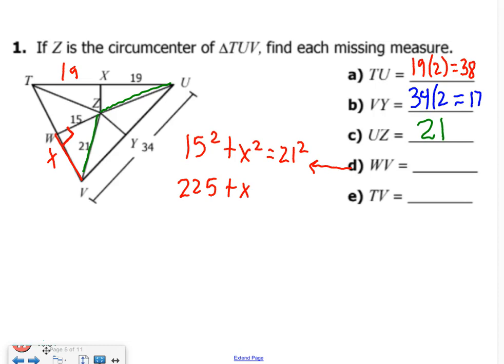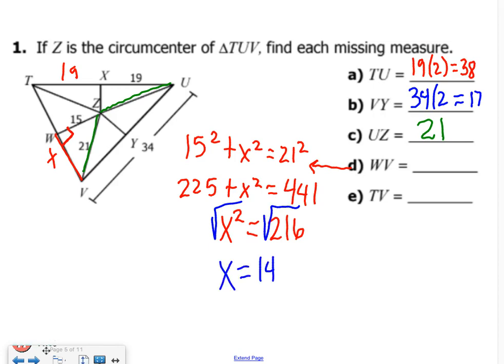$225 plus x squared. I don't remember what one is. It's 21 squared. Anyone have a calculator? I got it. 441. Now, 441 minus 25 is what? 216, right? Square root of 216. 14.7. Good job.